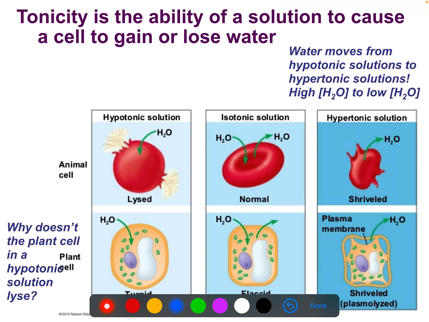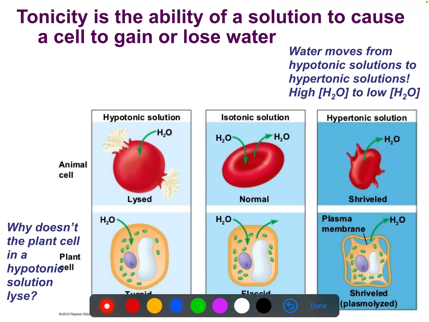So when we talk about tonicity, we talk about cells that are suspended in certain solutions. We just always have to remember that water moves from hypotonic to hypertonic solutions. And so based on whatever cell we're talking about and what type of solution it's in, that's the level of tonicity we're talking about.